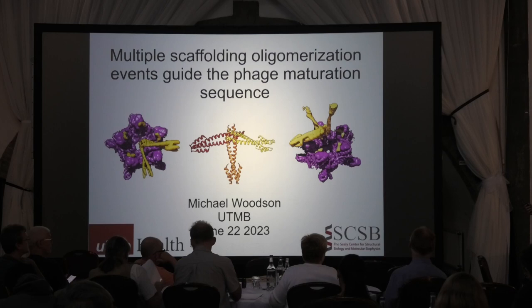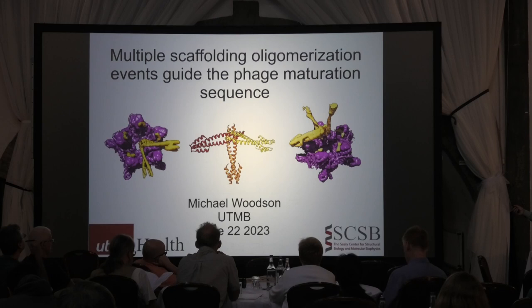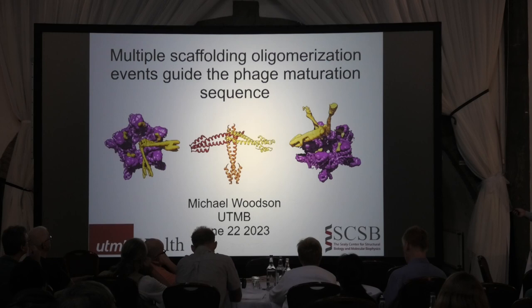I help run the cryo electron microscopy facility at the University of Texas Medical Branch in Galveston. I'm going to do this right in the front, give you an executive summary. We have gotten several medium resolution density maps of the elusive scaffolding protein caught in the act of oligomerization while in a complex with the capsid itself. And we've gained insight as to the details of the phage maturation sequence.